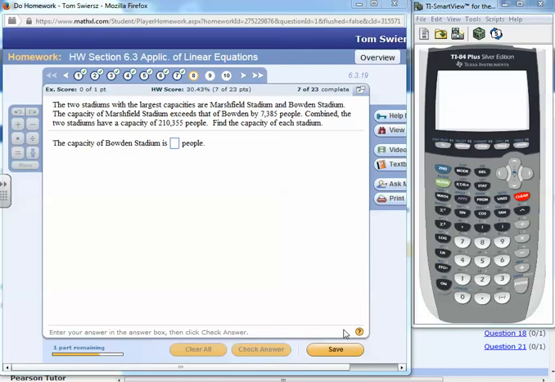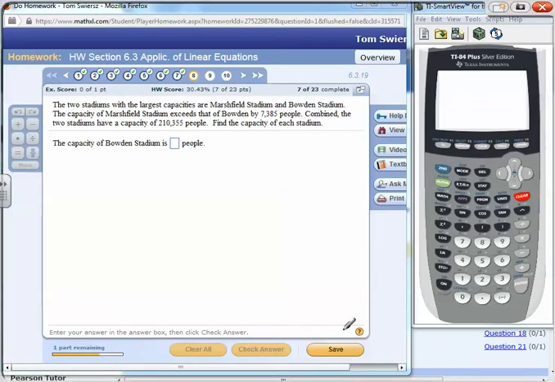Let's solve homework exercise number 8 from section 6.3. Two stadiums with the largest capacities are Marshfield Stadium and Bowden. The capacity of Marshfield Stadium exceeds Bowden by 7,385. Combined, they have a capacity of 210,355. Find the capacity of each stadium.